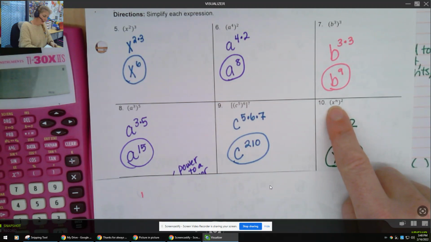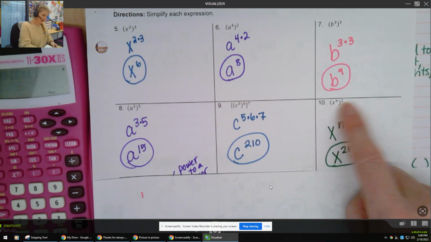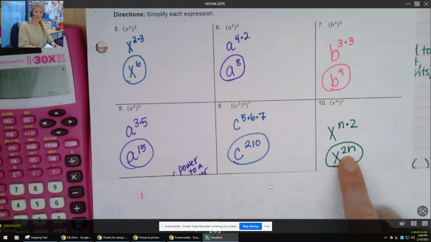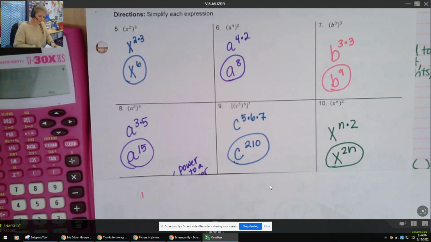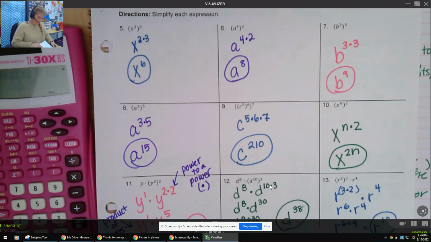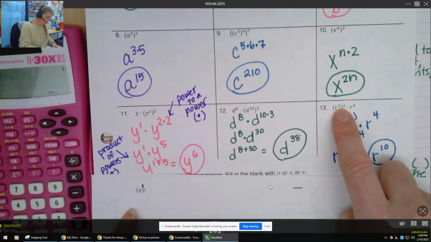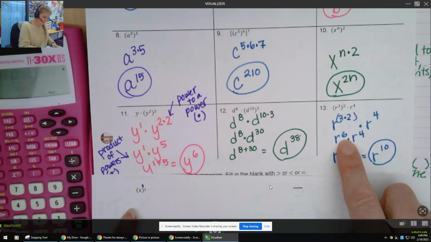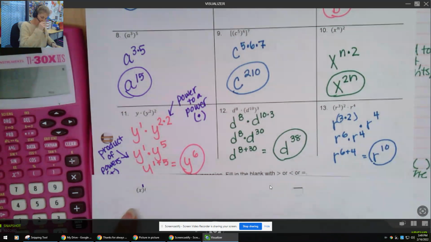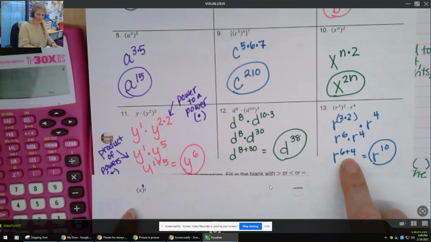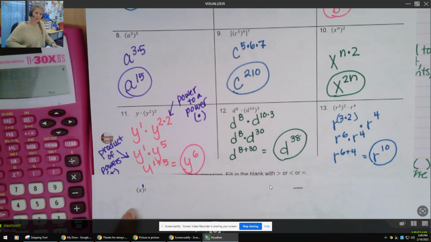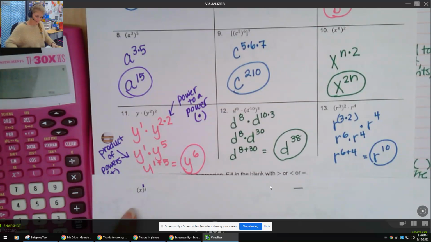Number 10, x to the n power all to the second. Well, n times 2 is just 2n. Very good. 2 times n is 2n. X to the 2n power. And our last one, number 13, we had r to the 3rd to the second, power of a power. I multiply 3 times 2 to get 6. And it's times r to the 4th, which means I need to add my exponents here to get r to the 10th power. Nice work, mini mathematicians.